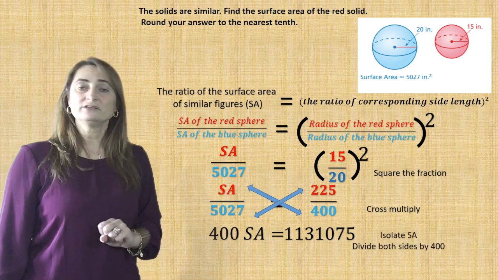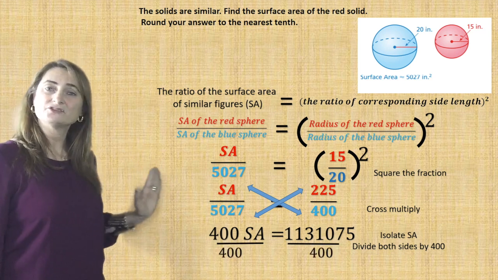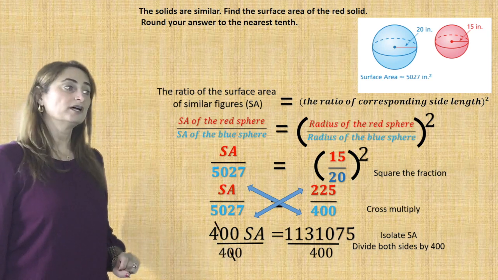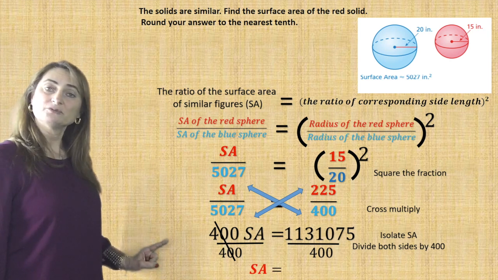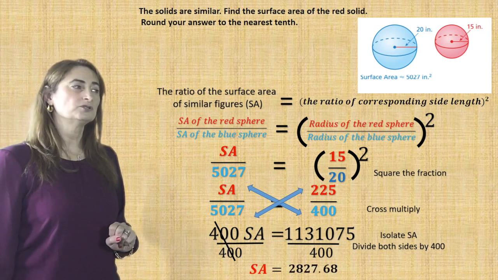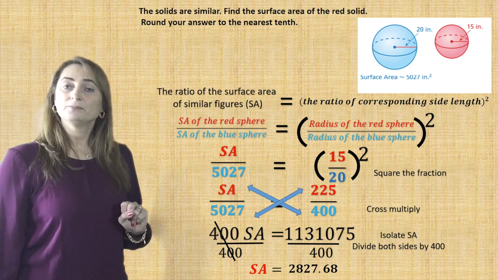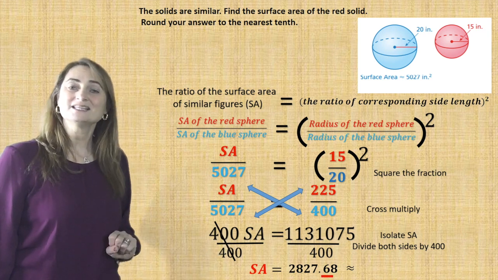Now isolate the surface area by dividing both sides by 400, because I need the surface area by itself. So divide both sides by 400. 400 divided by 400, they cancel each other. You bring the surface area down, equals, divide those two numbers, you get 2,827.68. But I need to round it to the nearest tenth place, and the 6 is in the tenth place.